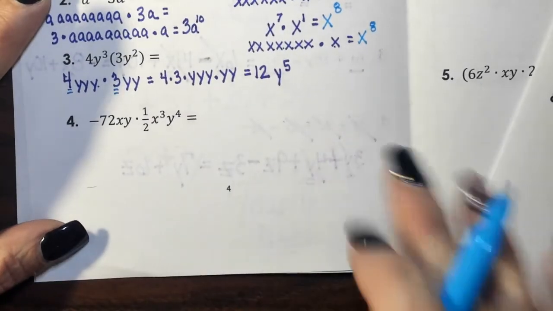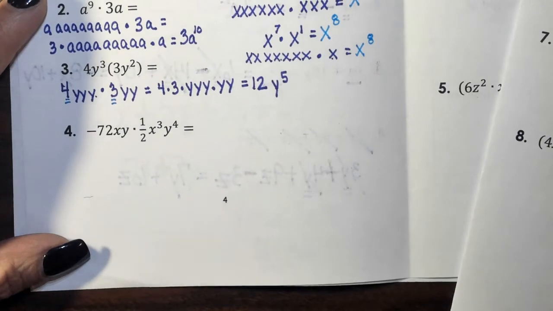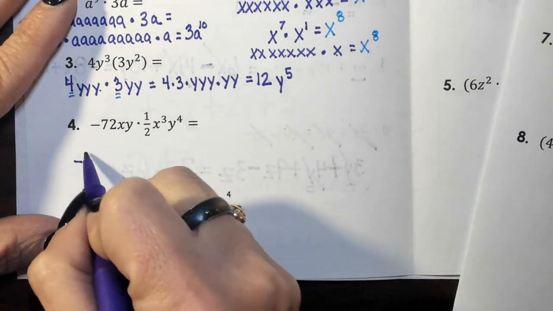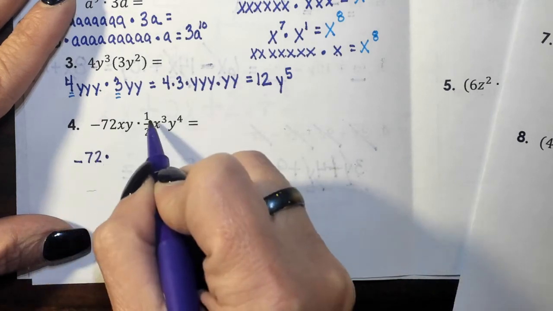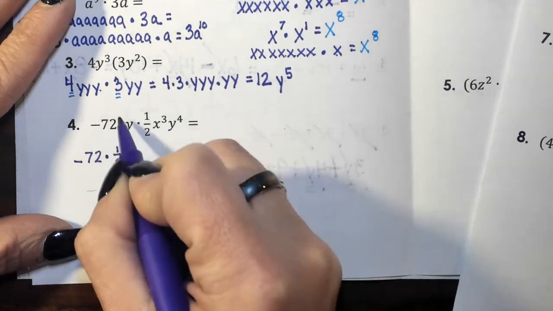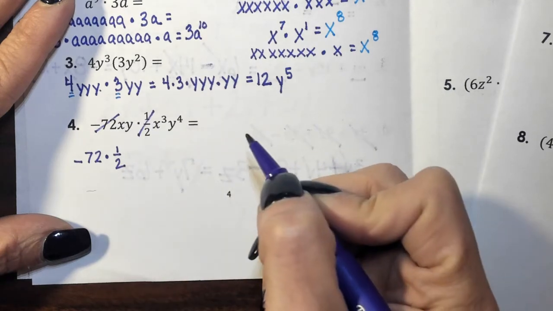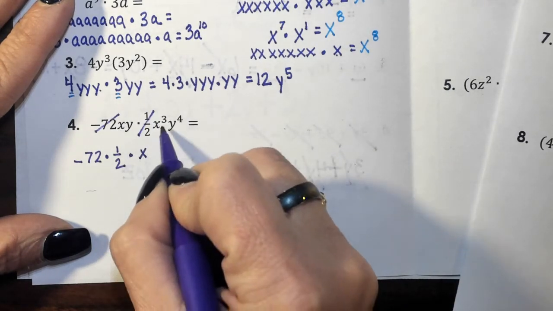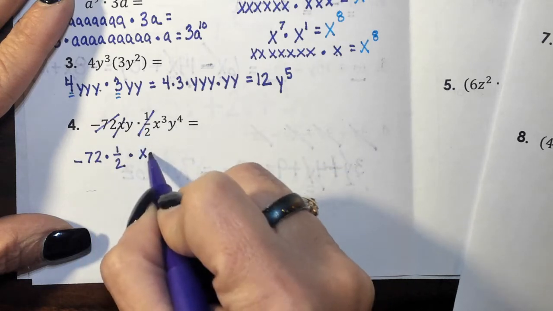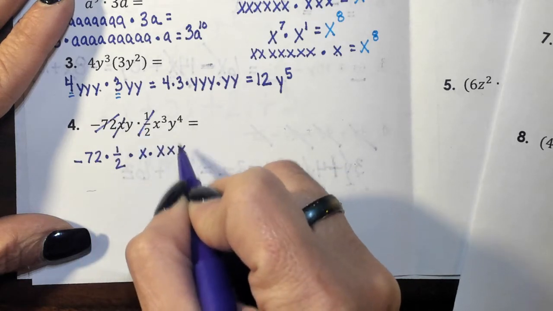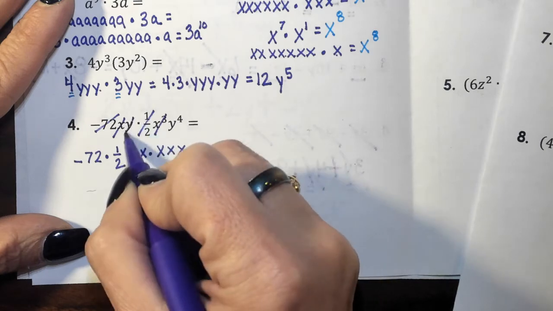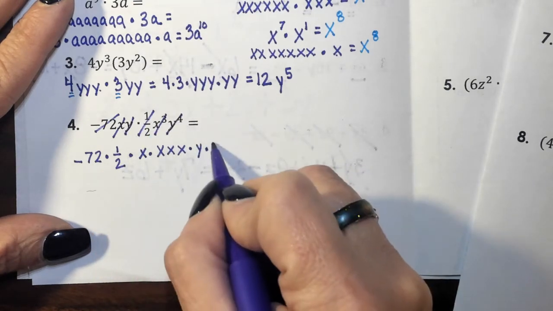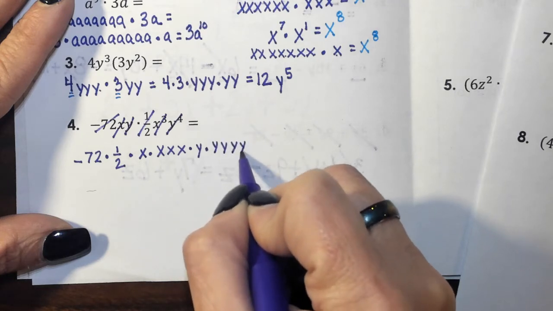Okay, so here we go. Big one at the end. I am going to break it apart. Negative 72 times 1/2. Now notice on this one, I'm kind of doing it a little bit differently. X, and then I'm going to put the 3 x's here. X, X, X. And I'm going to mark them off. I'm going to put that y here. And then 4 y's. 1, 2, 3, 4.